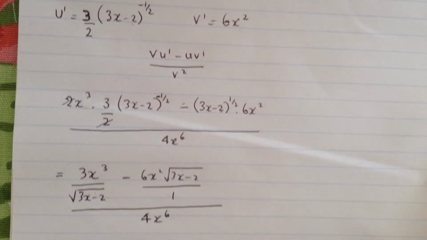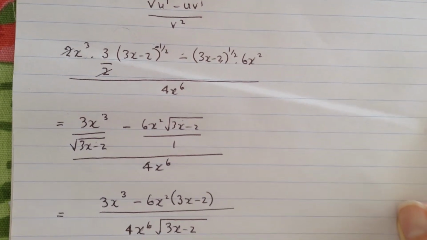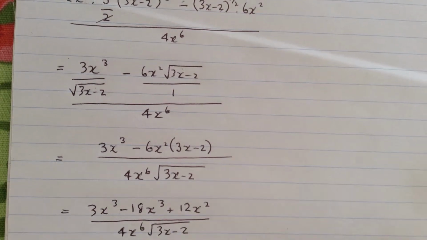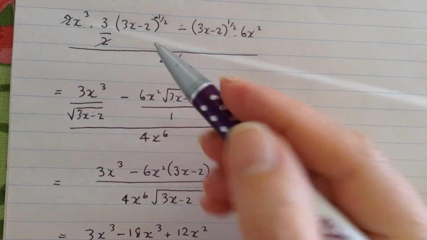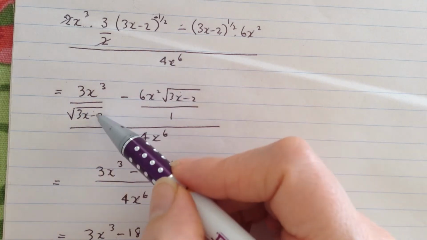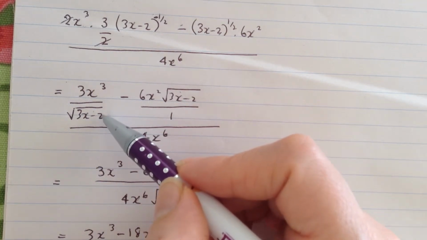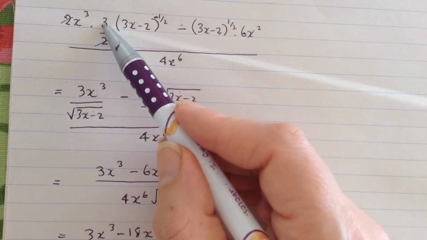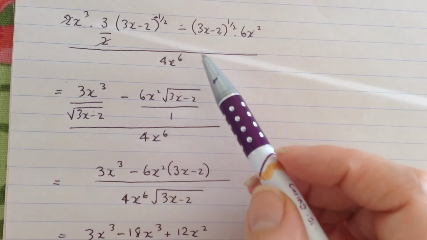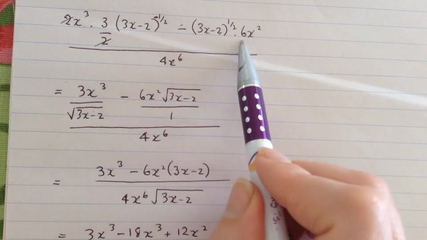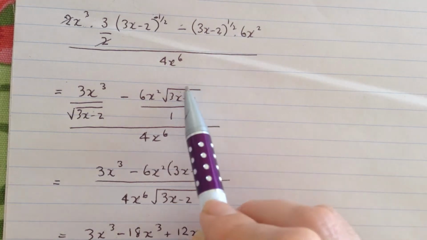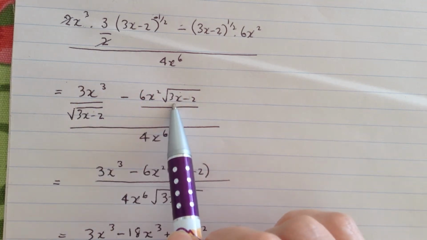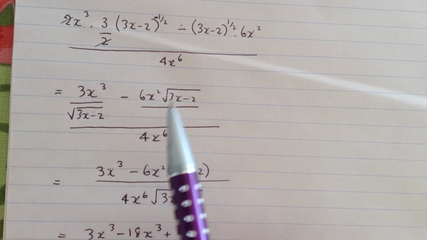All right, so let's keep going now. We've done the main thing, now we just have to simplify. So you have the 3x minus 2 to the minus a half becomes the square root of 3x minus 2 back in the bottom, put it back in the denominator, and then 3x cubed goes on the top, and then here you've got minus 6x squared root 3x minus 2, and that's what I've written. Put it over 1 because you're ready to simplify this as a single fraction. Don't forget, put it over v squared as well.